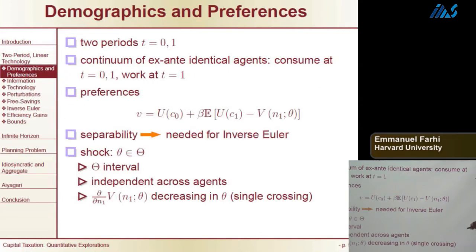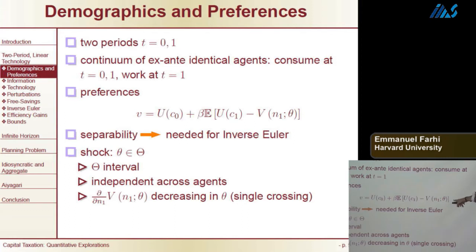Okay. So the two-period model. There's a continuum of ex ante identical agents. And they're going to consume at t equals 0 and 1, but they're going to work only at t equals 1. So I'm introducing only the minimal necessary ingredients for the inverse Euler equation. I'm not trying to build a robust environment.